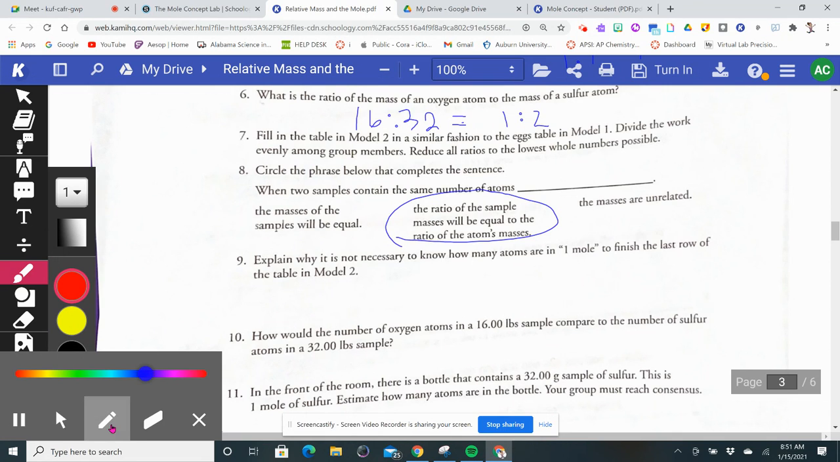All right. What do you think about number 10? What do you think the correct answer for number 10 would be?